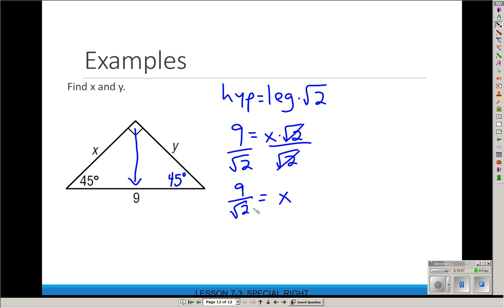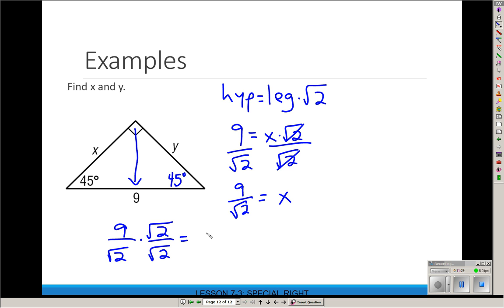Now, if you remember in algebra, you can't have a radical in the denominator, so we're going to have to rationalize the denominator. If this is 9 divided by the square root of 2, you need to multiply the top and bottom by the square root of 2. That's how you rationalize the denominator. Multiply the top and bottom by whatever the square root is in the denominator.